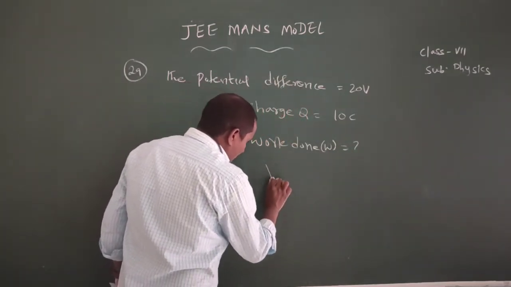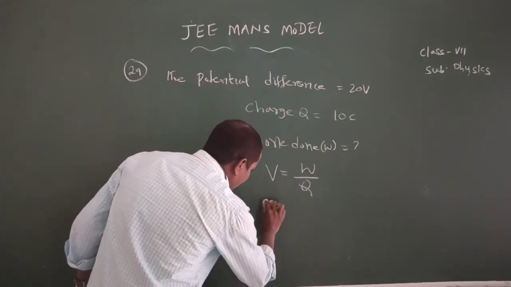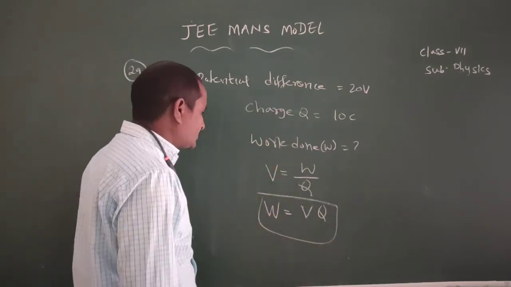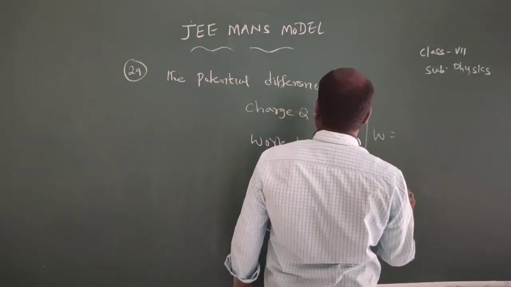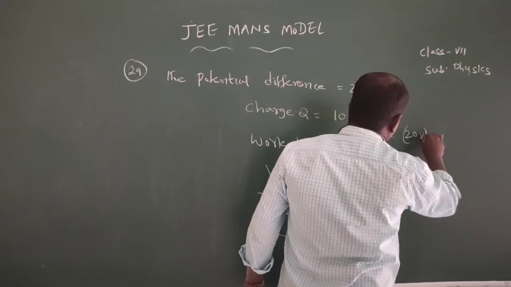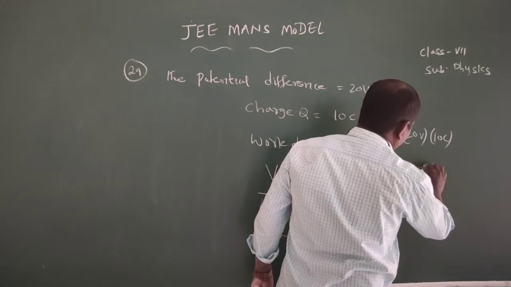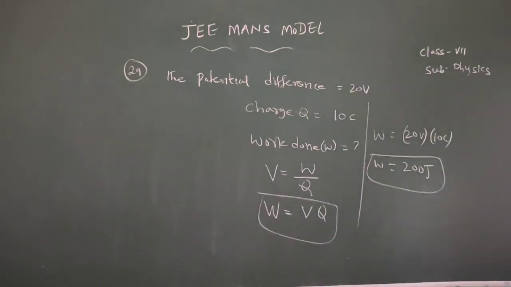So we know that potential difference V equals work done by charge. So here work done equals V into Q, means potential difference into charge. So work done equals 20 volt into 10 coulomb, that equals 200 joules.